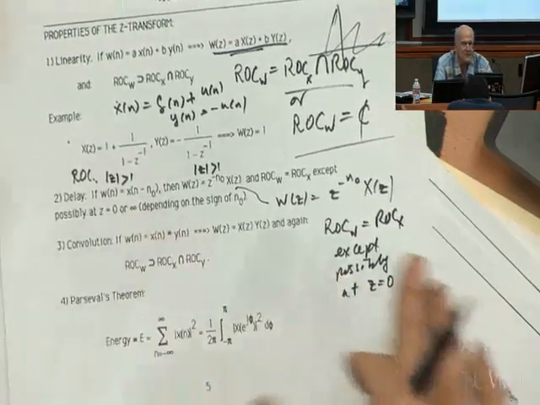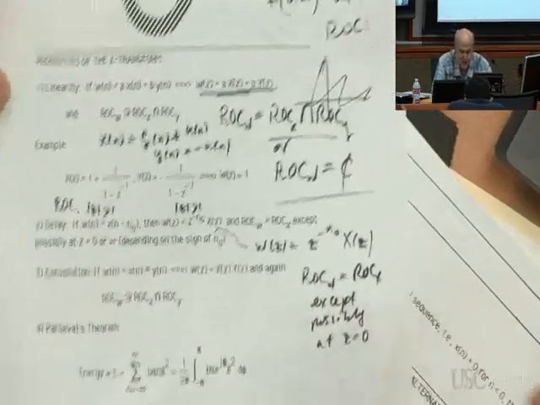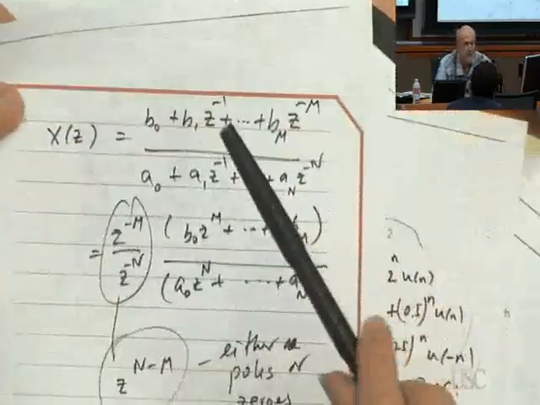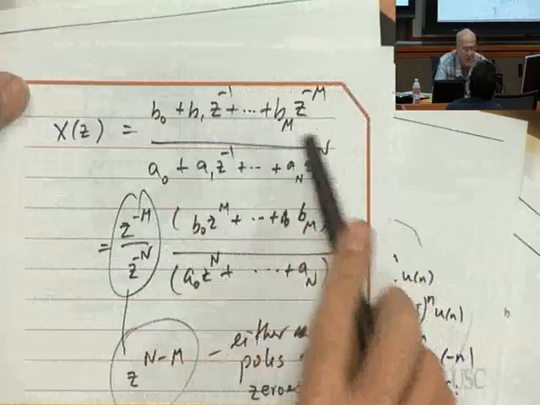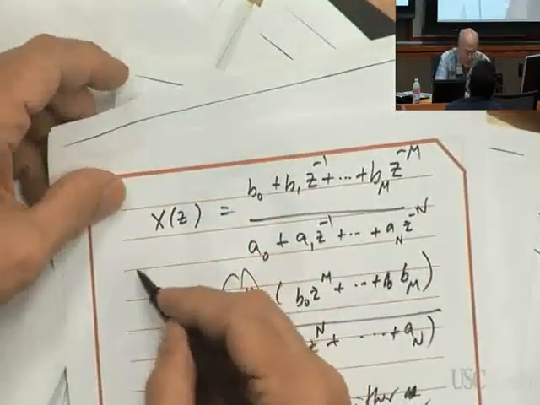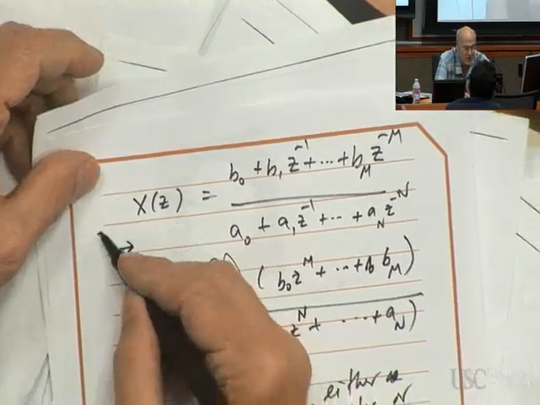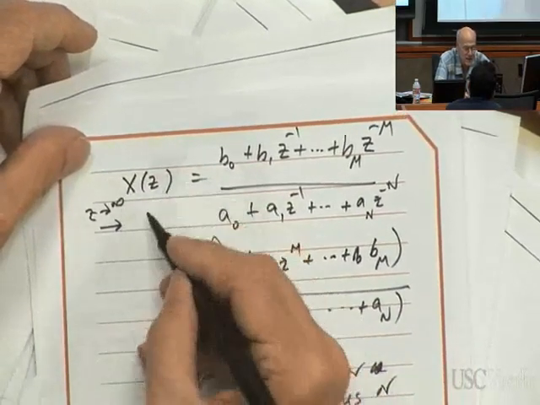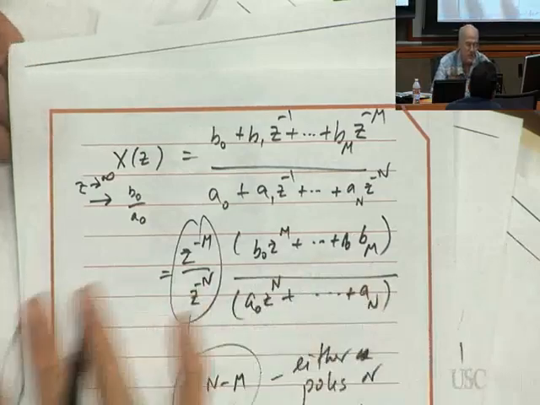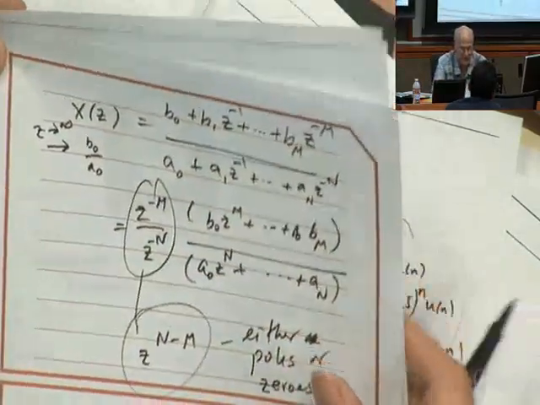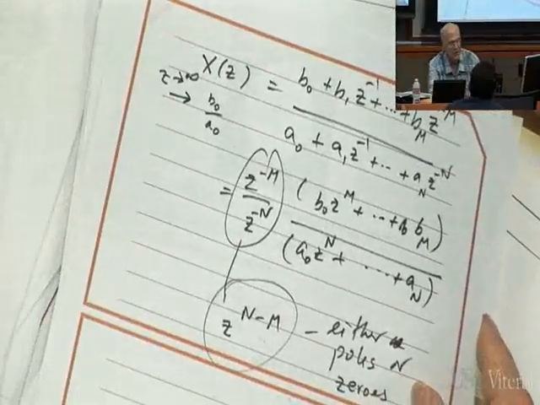Same thing as you let z go to infinity. If you noticed, and I didn't point this out, but when you go back and take a look at this z transform, you'll see that as z goes to infinity, this is perfectly well defined. Everything's great because all of these terms go to zero. So this, and I didn't point this out, but I will, goes to b naught over a naught as z goes to infinity. So actually, everything's well behaved as z goes to infinity.